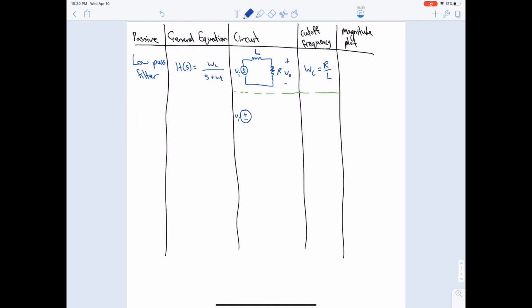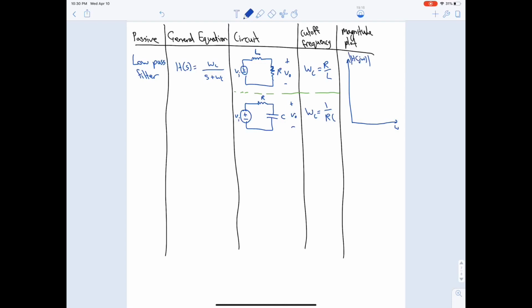an RC circuit, where we have VI and a resistance with a capacitor, and the V output is being measured on the capacitor, and this is the output. Okay, the output measured on the capacitor. Omega c here is 1 over RC because it's an RC circuit. What is the magnitude plot? The magnitude plot is as follows.